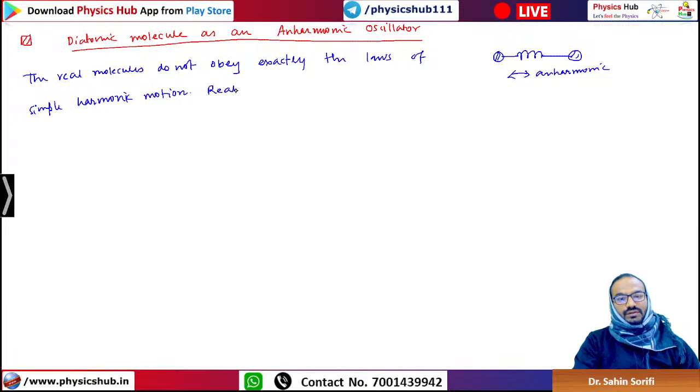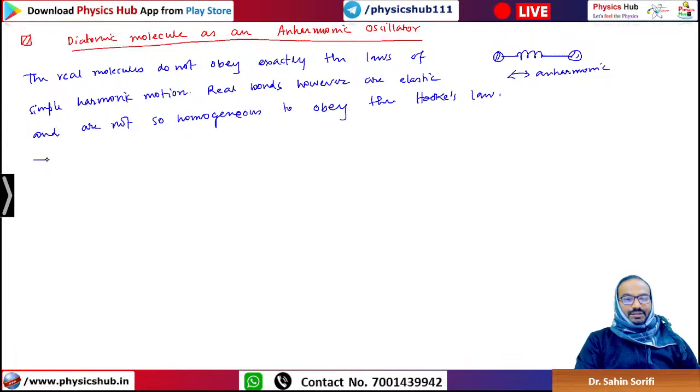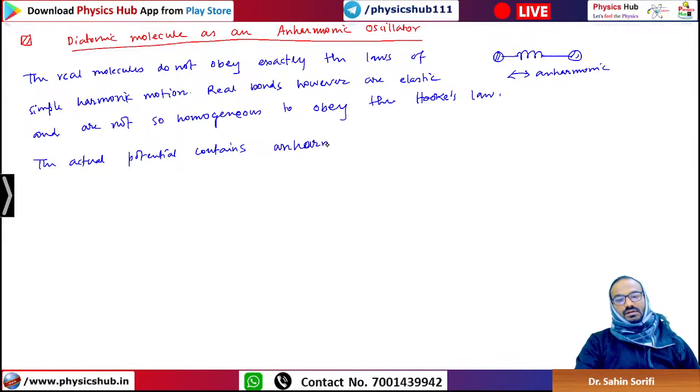Okay. Real bonds, however, are elastic and are not so homogeneous as to obey Hooke's law. Now the actual potential contains some anharmonic terms as well, along with the harmonic one.